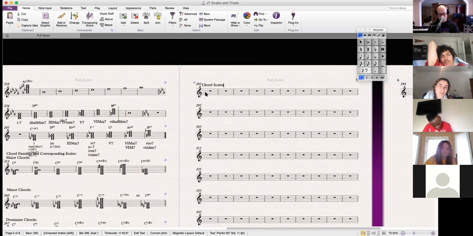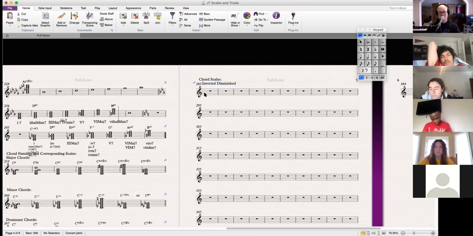We call these chord scales because they are scales that belong to chords. Okay. So a couple of the ones that we've talked about already, this is the inverted diminished. Do you remember that one? Or the diminished scale starting on a half step. And we talked about it's a symmetrical scale because the intervals in the span of an octave are symmetrical, right?